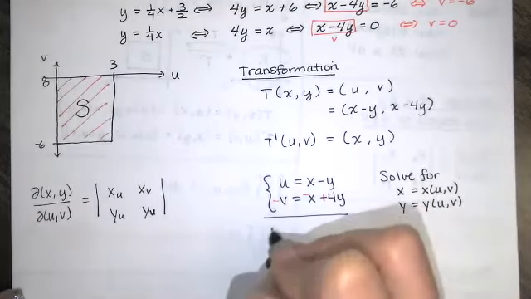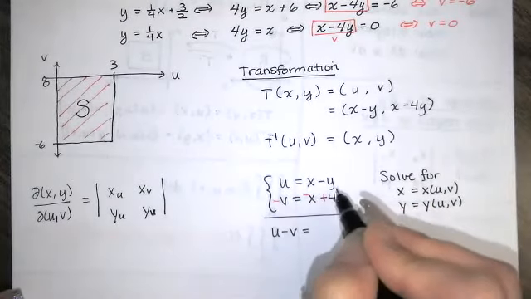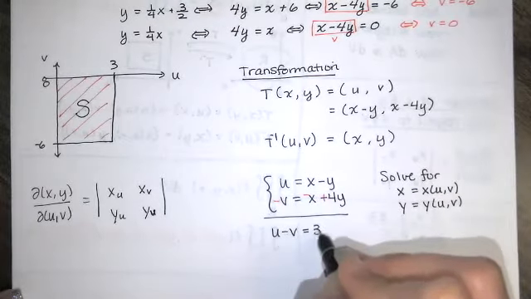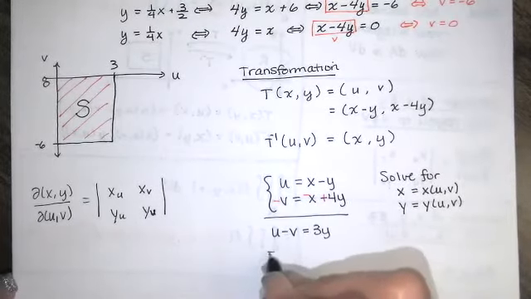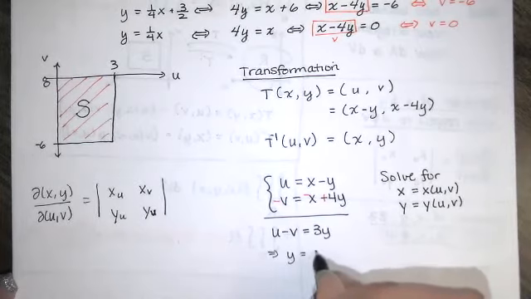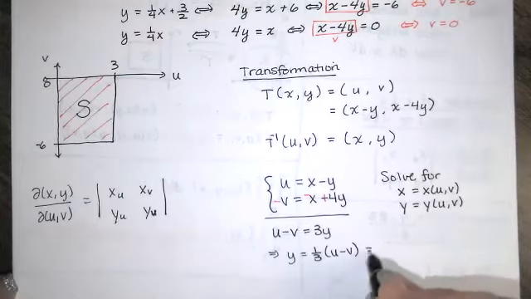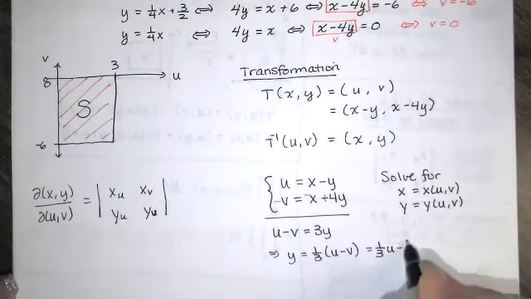When I do, I'll get u minus v equals x minus x is 0, 4y minus y is 3y. And then we just solve for y. So y is 1/3 of u minus v, or if you prefer, 1/3 u minus 1/3 v.